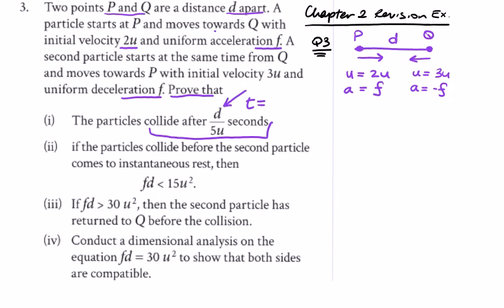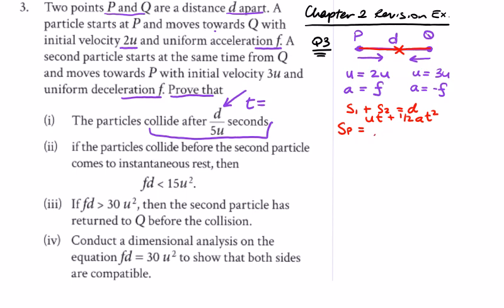So what can we say if they collide? Well, if P is going in this direction, no matter where they collide, the distance traveled will be d. So S1 plus S2 is equal to d. So let's look for S1, the distance traveled by P, using the formula that you've used 1,000 times, S is equal to ut plus a half at squared.